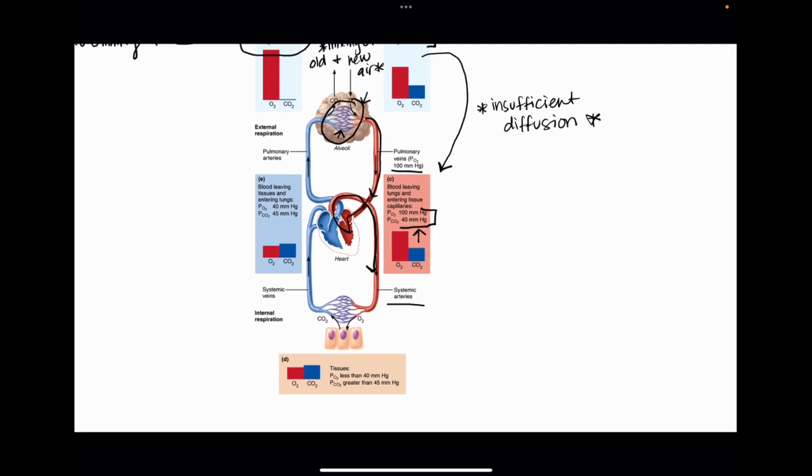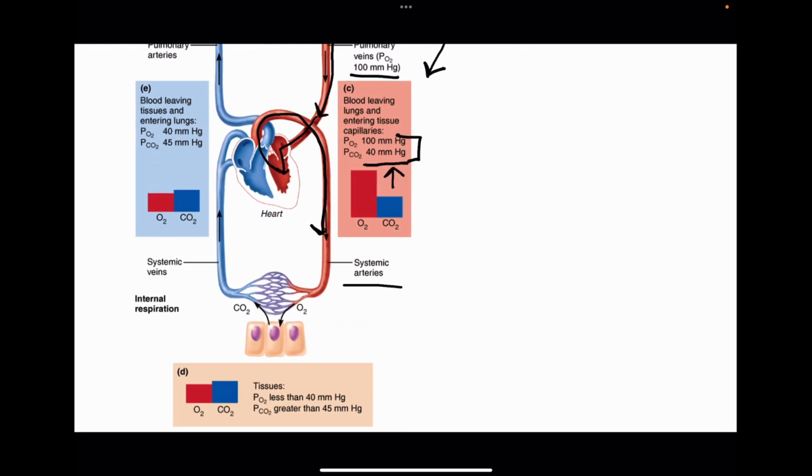Now, when we get to the tissues, our cells are where we're using all of that oxygen that we've received from the blood. So after activity, our tissues end up having a PO2 of 40 or less than 40, depending on how much activity we're doing, but the baseline is 40. Your tissues will have a PO2 of 40. And again, if you're doing some kind of strenuous activity, it'll be less than 40 because you'll be using up more oxygen. And your PCO2 is going to be greater than 45. So it's about 45 at rest, but again, if you're doing some kind of strenuous activity, you're going to be building up even more CO2, so CO2 can be greater than 45.